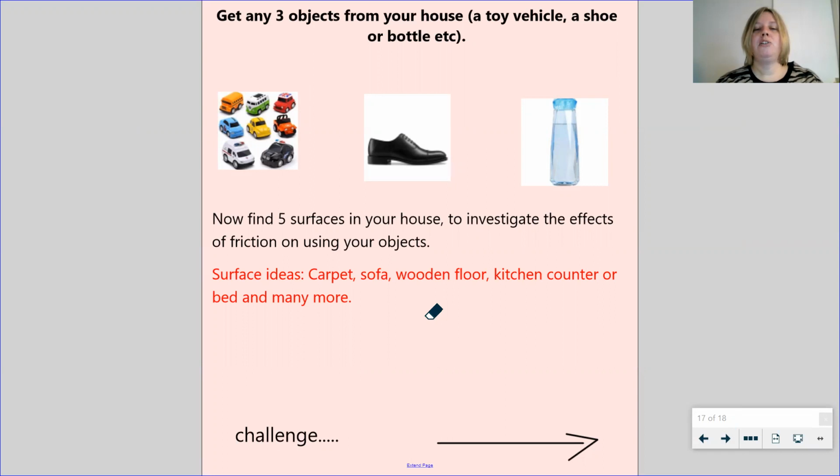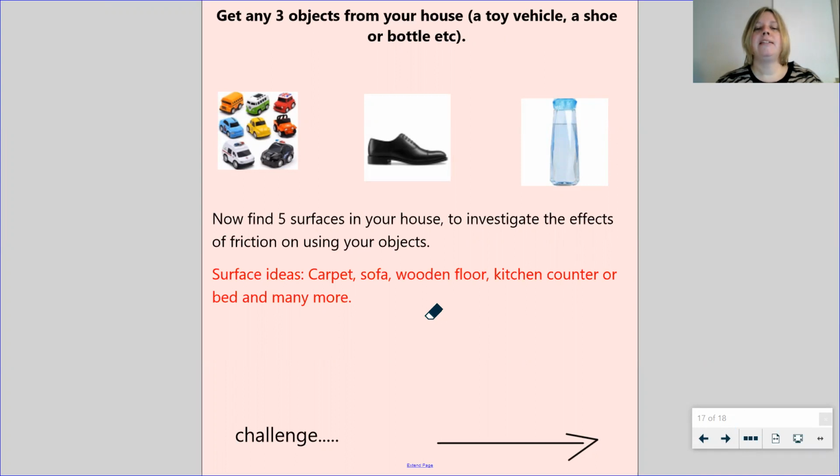Once you have collected your objects, you need to investigate and fill in your table. You need to make a note of the object you are testing. You need to make a note of the surface you are testing on. Then you need to use your looking eyes to observe and see what happens. Did the object speed up? Did the object slow down? Did you notice anything else?